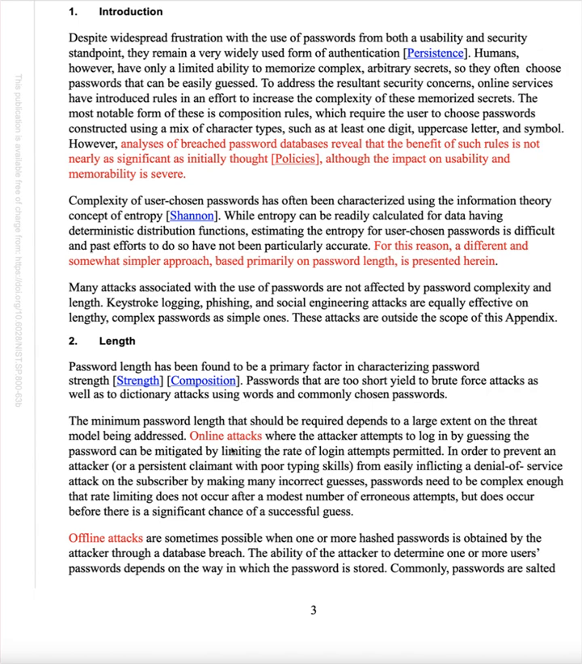Okay, so that was the case for the online attacks. For the offline attacks, basically the offline attacks are possible when one or more hashed passwords are obtained by the attacker through a database breach. This is one of the most common risks nowadays in the security area, where passwords are not stored as plain text. Because if you store passwords in the database in plain text, and there is a breach, and the attacker is able to gain access to the database, the whole system security will become vulnerable.